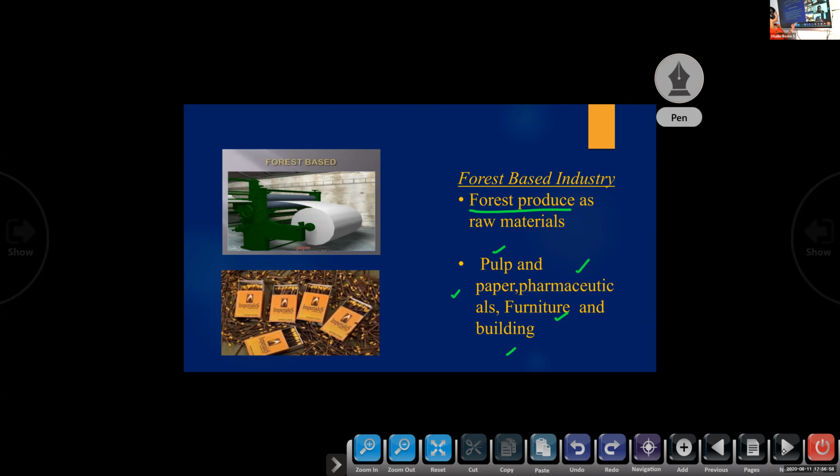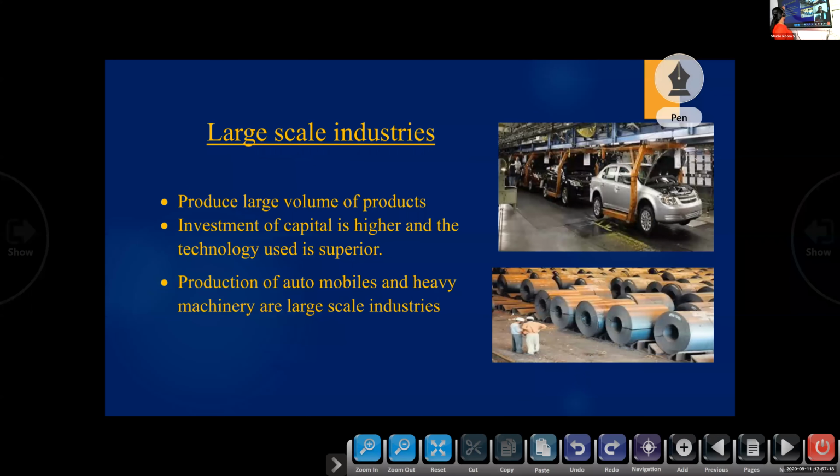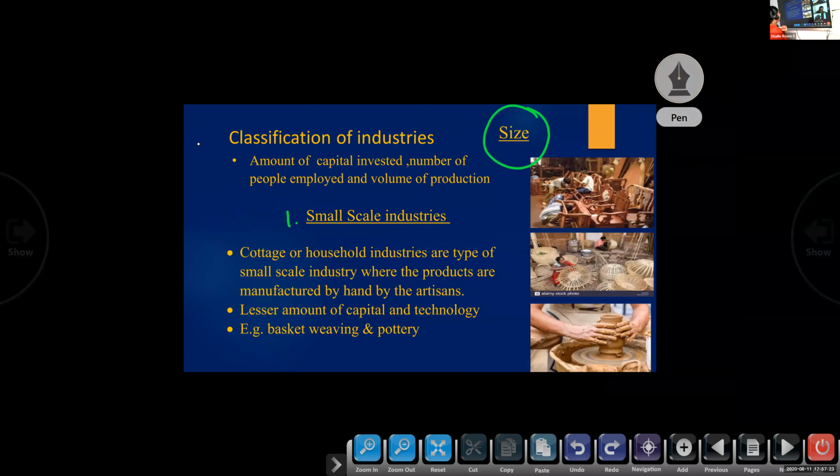Next classification is based on size. Classification of industries based on size. On the basis of size, industries are classified into two: small-scale industries and large-scale industries. What are they? Small-scale industries and large-scale industries.